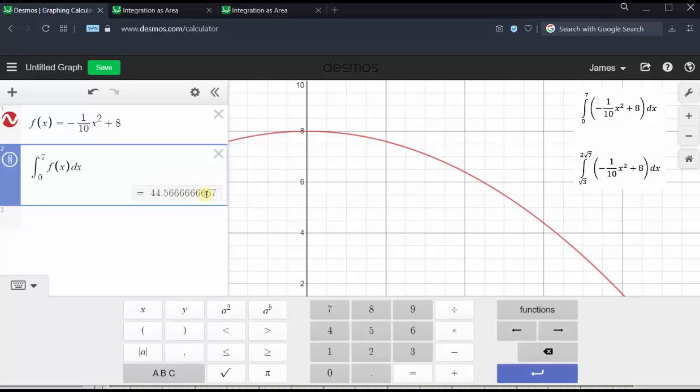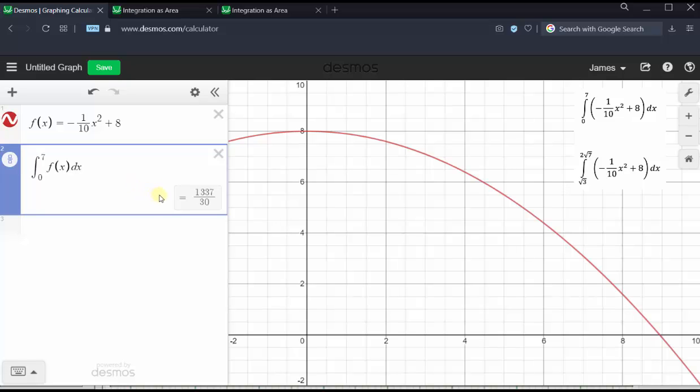To 4 decimal places, we have approximately 44.5667, but if we click on the circle on the left that has a fraction in it, it will also give us the exact value of 1,337/30ths. Let's go ahead and record this value in our work.